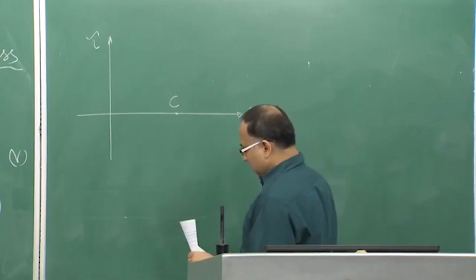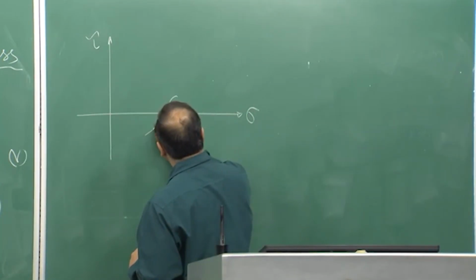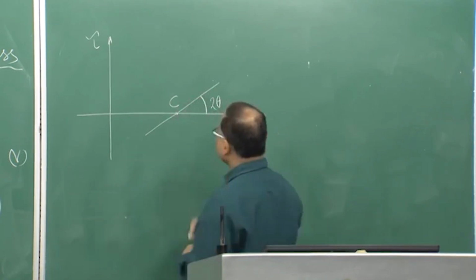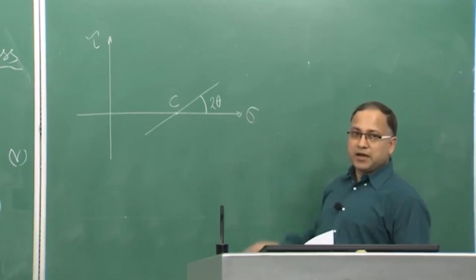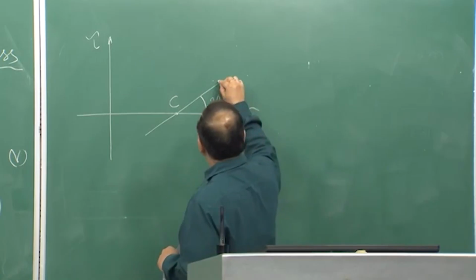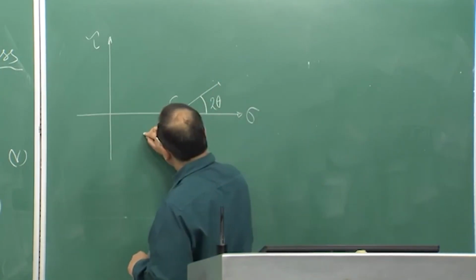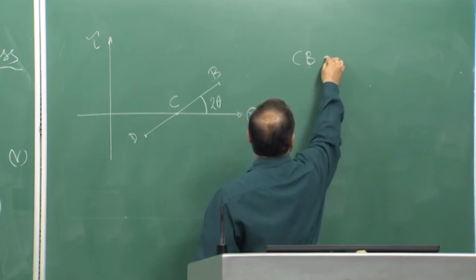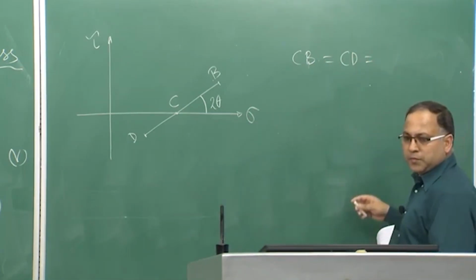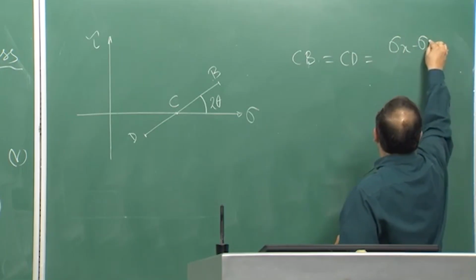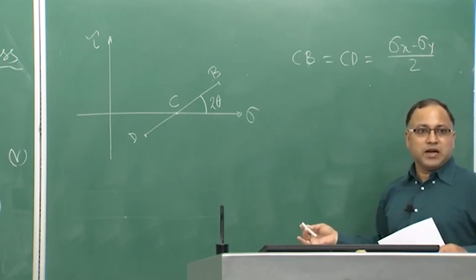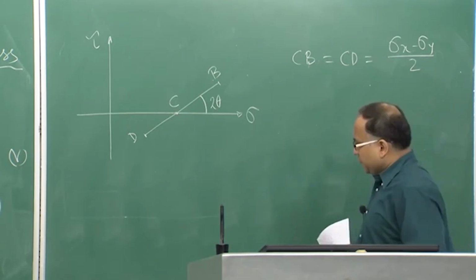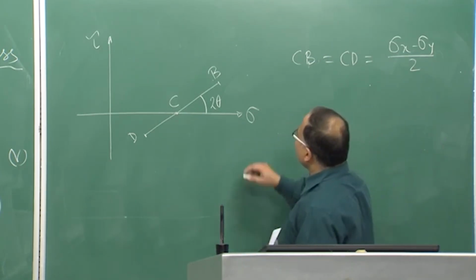Then I am drawing one line in such a way that it makes an angle twice theta with the sigma axis, and this is basically CB and CD I am calling, where CB equals CD equals sigma x minus sigma y by 2. I can do that because I am doing the graphical construction. So, now again I am just drawing one normal.